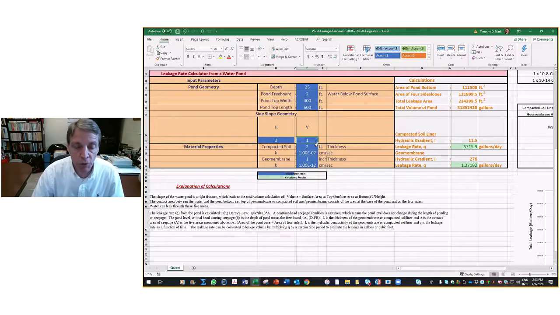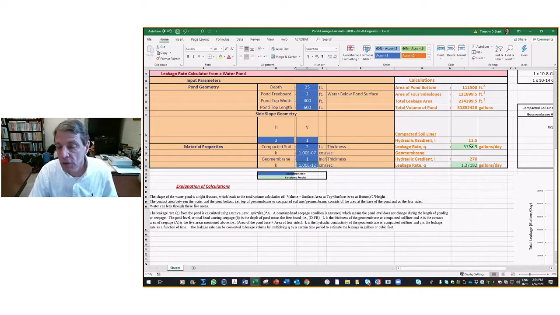The last pieces of input are the thickness of the compacted soil. In this particular case, it's 2 feet. And that's needed because Darcy's law is used to calculate the leakage through the compacted soil liner. The geomembrane thickness is a nominal 1 inch, or it could be in millimeters in the metric calculator. If it's 30 mil thick, you could put in 30 mil, which is 30 thousandths of an inch. So I just use 1 inch. It doesn't make a difference because the hydraulic conductivity is so small.